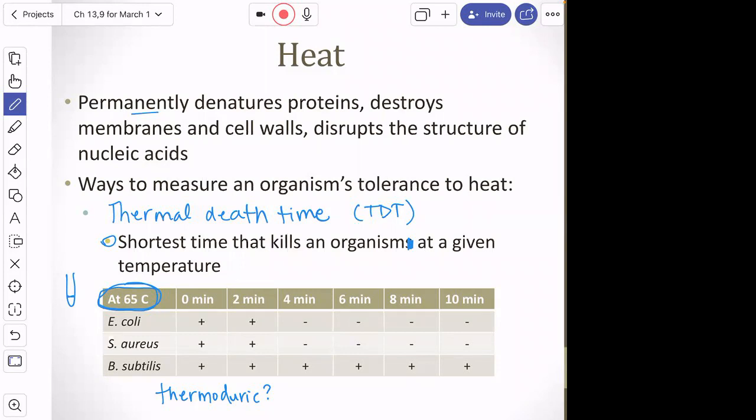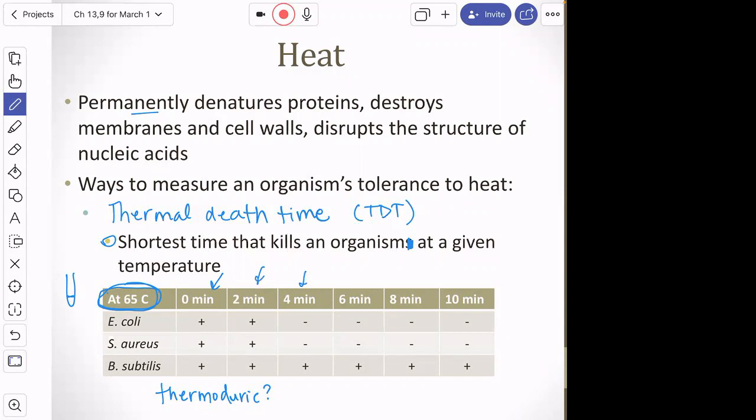Actually, we take out an aliquot before we expose it to heat, just to make sure it's alive. So that's time 0. And then after, put it in the water bath. After 2 minutes, take out an aliquot, put it on an agar plate, put it back in the water bath. Every 2 minutes, take out an aliquot, and then we'll incubate that plate, see what grows up.